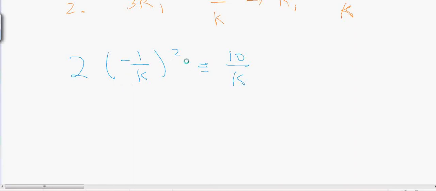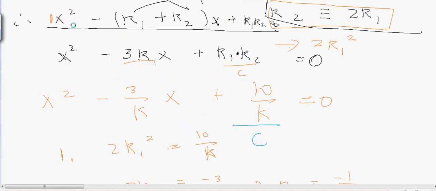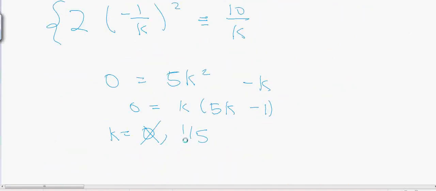Thus, after you simplify this, you get 0 equals 5k squared minus k, and then 0 will be equal to k times (5k minus 1). K is 0 or 1/5. Obviously, k can't be 0, or else you wouldn't have an x squared term. So k must be equal to 1/5, and that would be your answer.